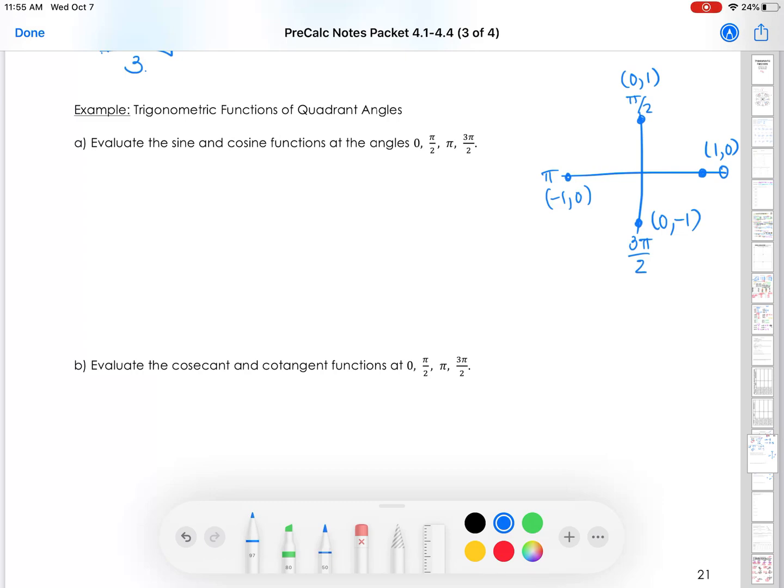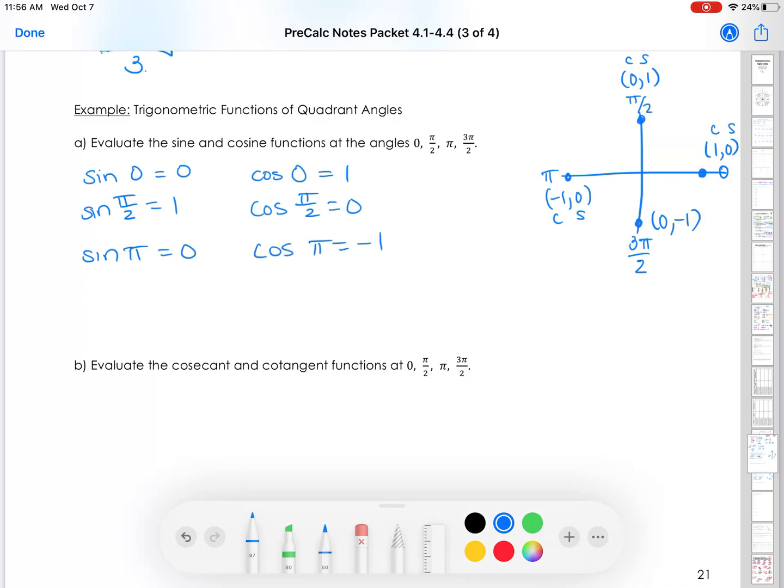So really, I can find sine and cosine pretty easily. So if I want sine of 0, that is going to be equal to, remember, cosine and then sine, so that equals 0. If I want cosine of 0, I'm going to get 1. If I want sine of pi/2, that's going to give me 1. If I want cosine of pi over 2, that's going to give me 0. Sine of pi is going to give me 0. And then cosine of pi is going to give me -1. Sine of 3 pi over 2 is -1. And cosine is going to be 0. And I believe that's it for that question.